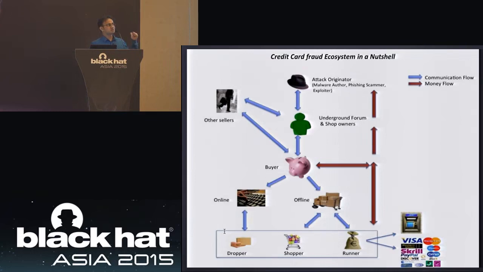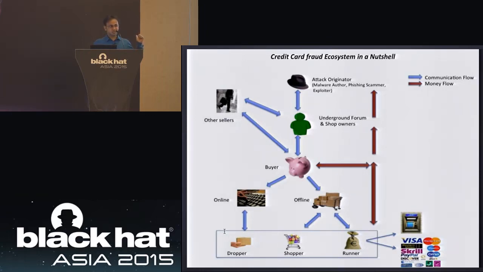There can be other sellers as well. By other sellers, I mean, let's say, someone who has compromised an e-commerce website, or ATM skimmers, which you have all heard about a lot. These can be under the category of other sellers as well. They will also contact the forum owners, give whatever information they have, and get their profit cut.